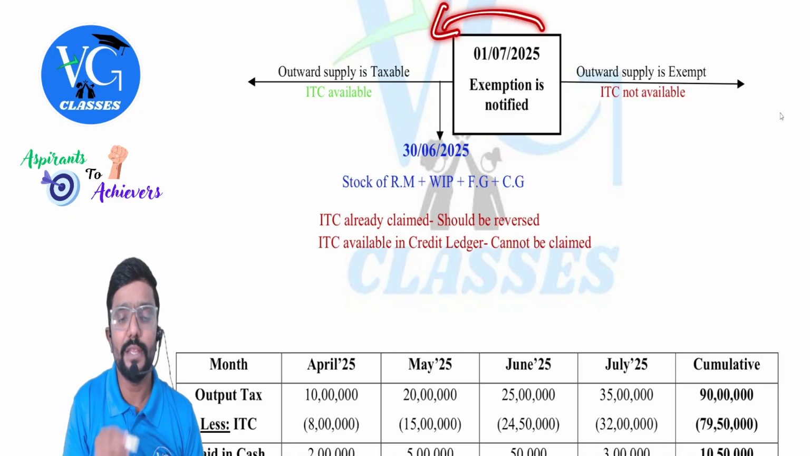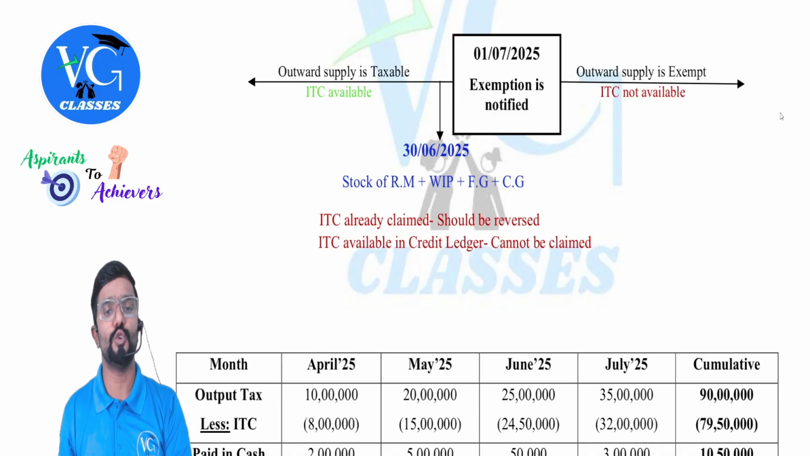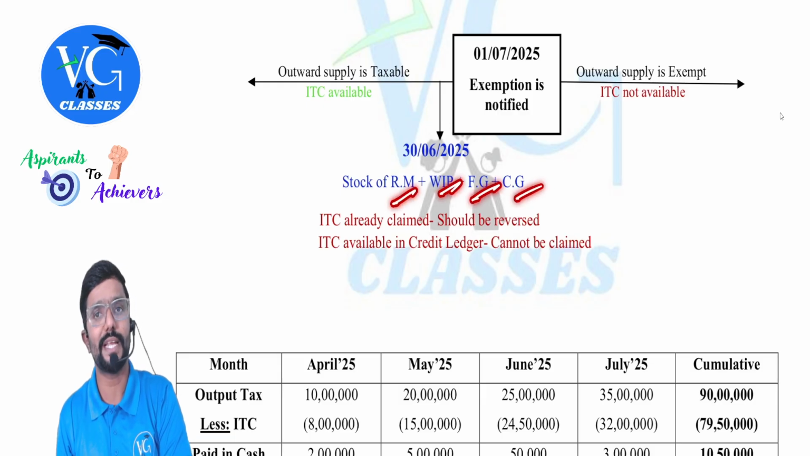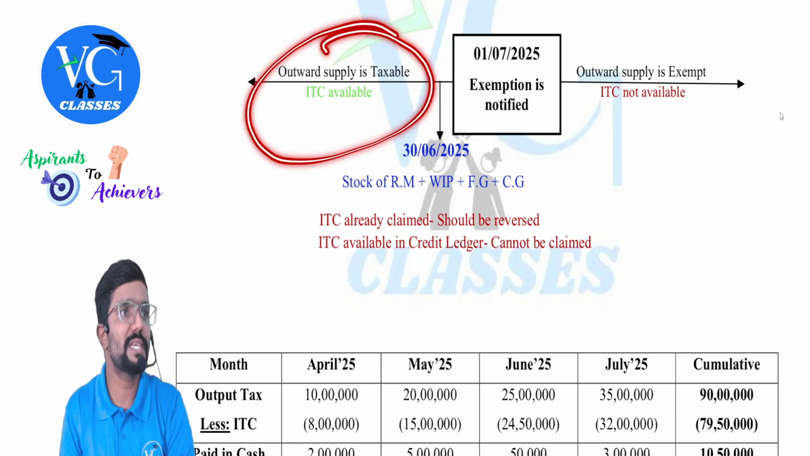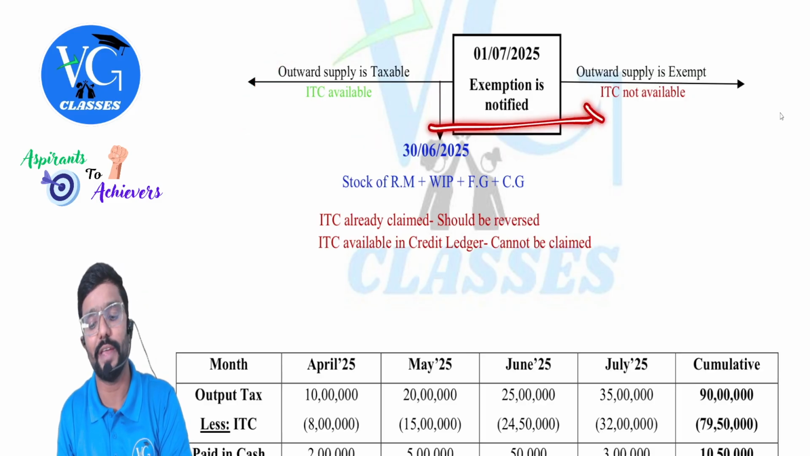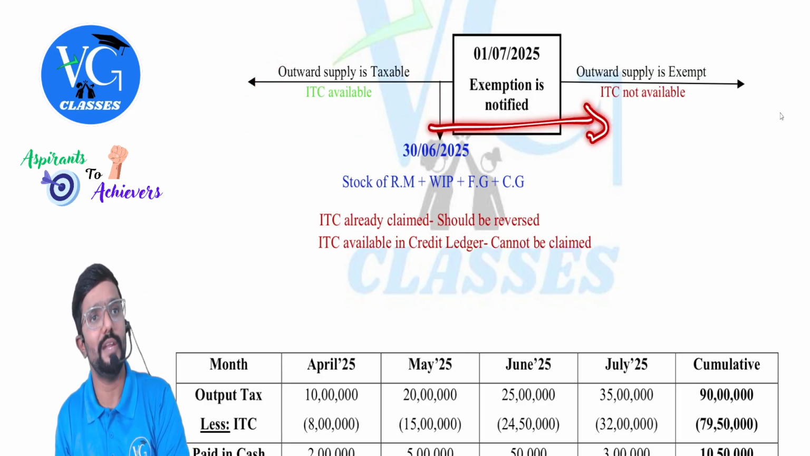Whatever stock I am having on the immediately preceding day, that is on 30th June, of raw material, WIP, finished goods and capital goods. When did I purchase it, guys? When I was here. Was credit available then? Yes. But I am carrying it to use it when? When credit is not available.